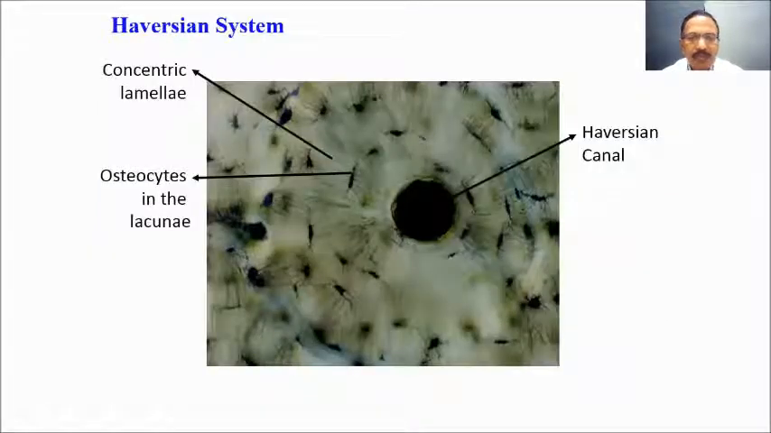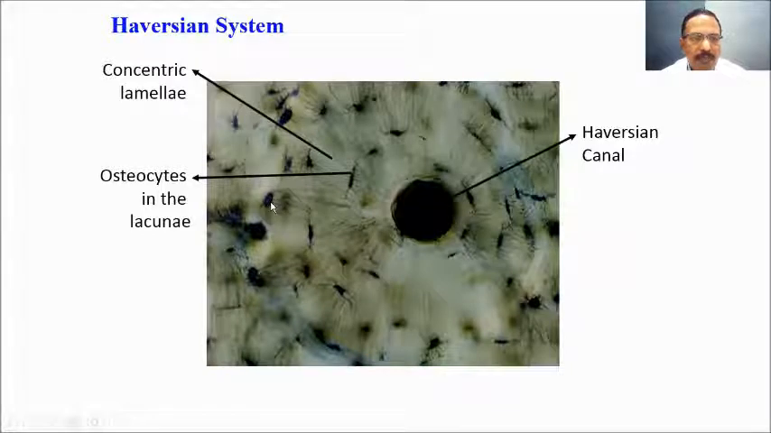So this is another high magnification view of the osteon, where you can see the dark one is the Haversian canal, and surrounding that various bony lamellae are there. Between the bony lamellae, the dark spots represent the lacunae, and you can see the lacunae are interconnected by canaliculae.